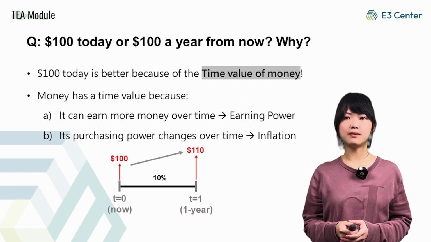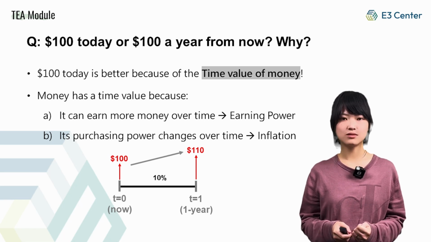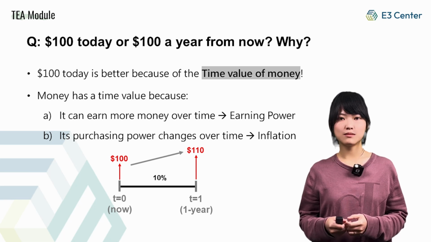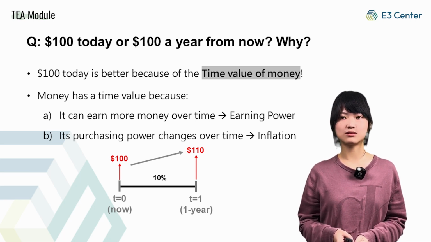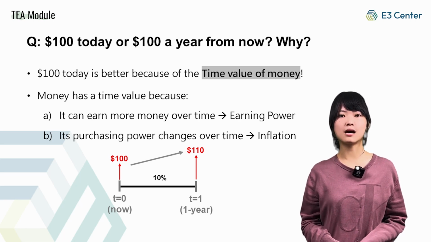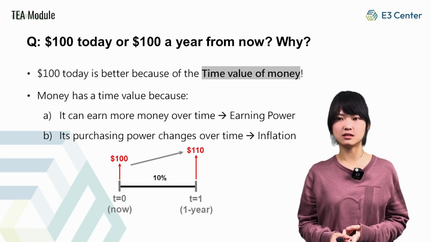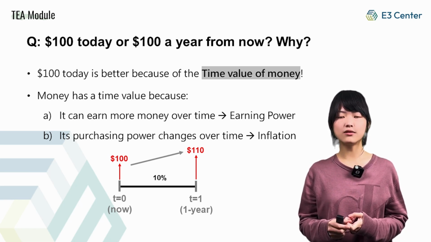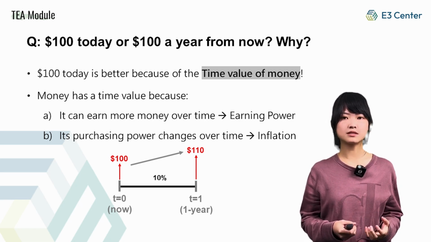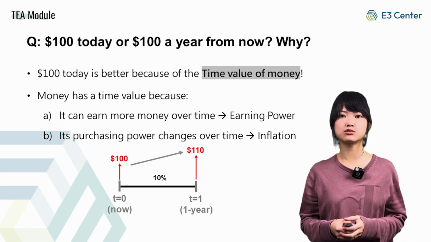Alright, let's think about this for the moment. If I offer you $100 now, or $100 a year from now, which would you choose? Most would prefer $100 right now, right? But why? This is where the concept of a time value of money comes into play. Money has a time value because, first, the earning opportunities. If you take $100 today, you can invest that money and earn more money over time. For example, with a 10% interest rate, your $100 could grow to $110 in just 1 year.